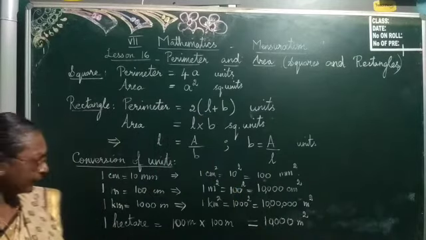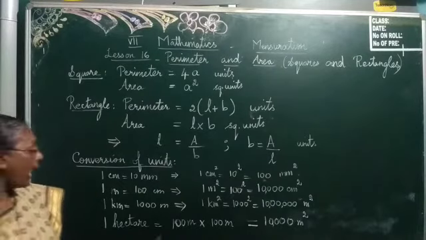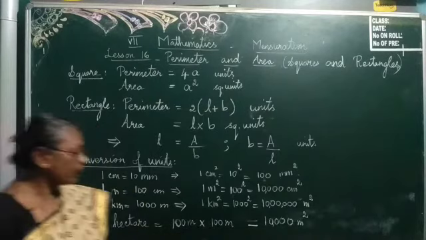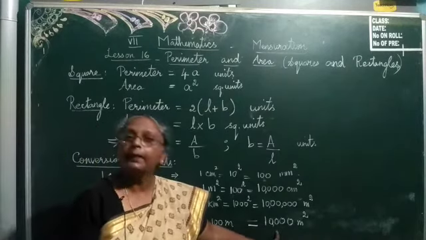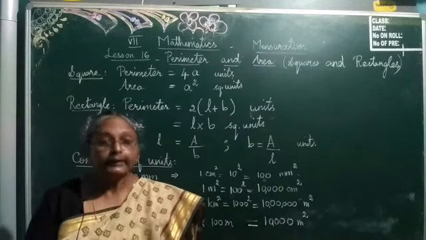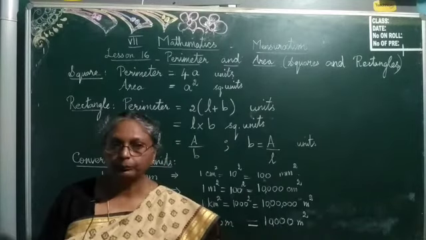And one more unit is there, it is hectare. Hectare means what? It is 100 into 100 meters. 100 meters into 100 meters, which will be 10,000 meters square. So if we say it is 1 hectare, that means it is 10,000 meters square.